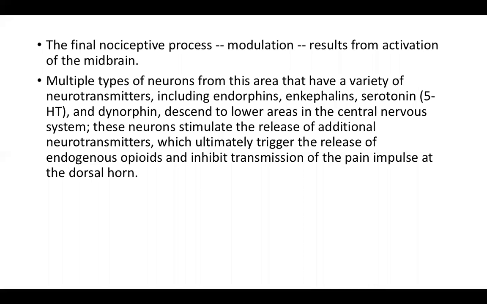These descend to lower areas of the central nervous system, and these neurons stimulate the release of additional neurotransmitters, which trigger the release of endogenous opioids and inhibit the transmission of pain impulses at the dorsal horn. So these enkephalins, endorphins, and dynorphins are the pain antagonizers.